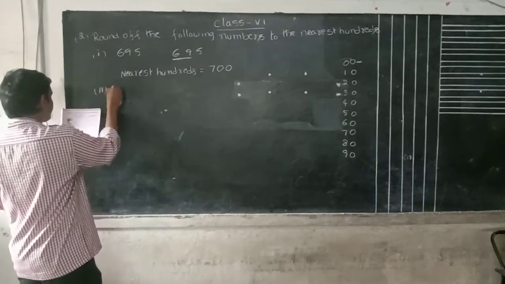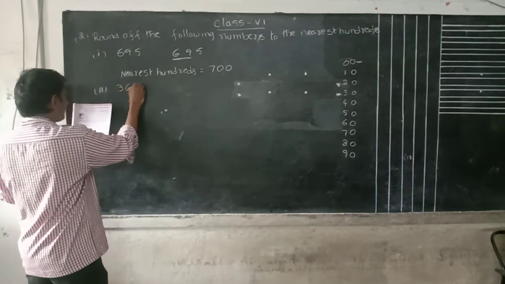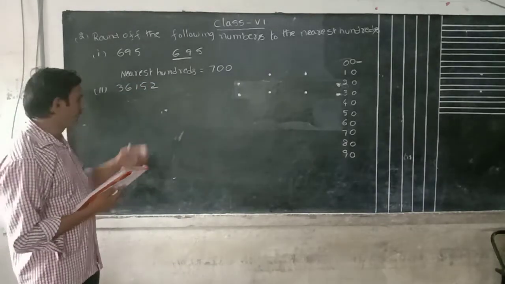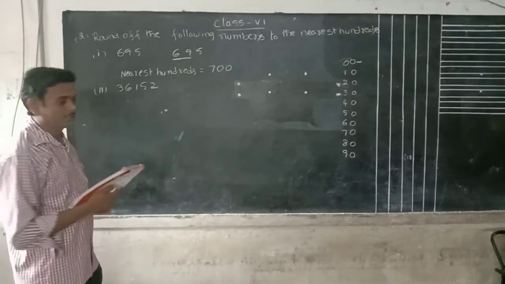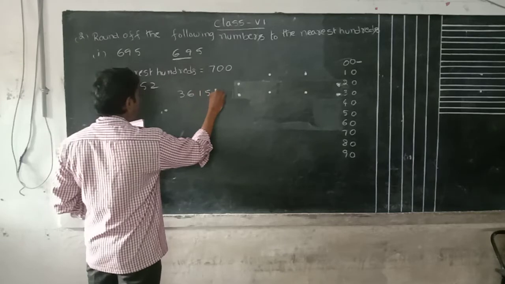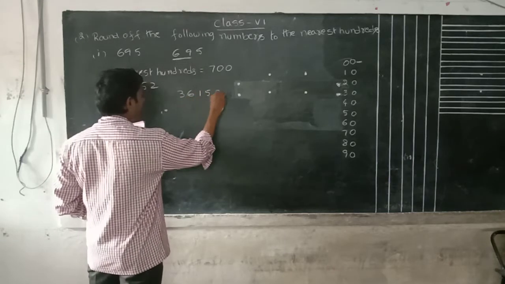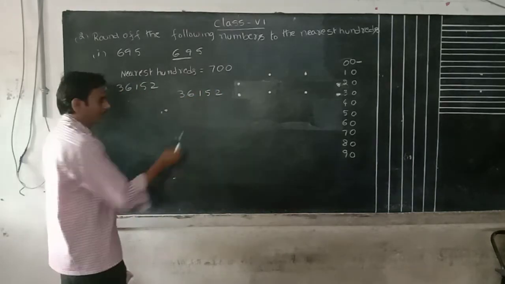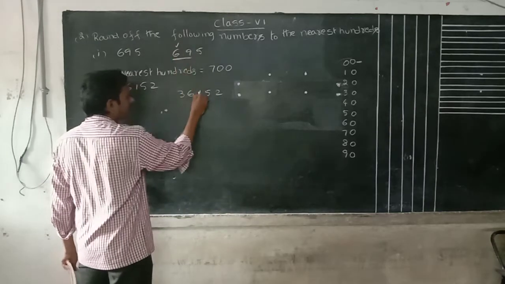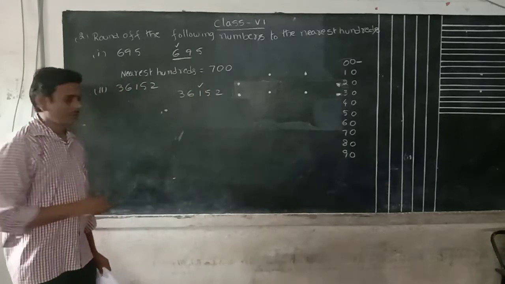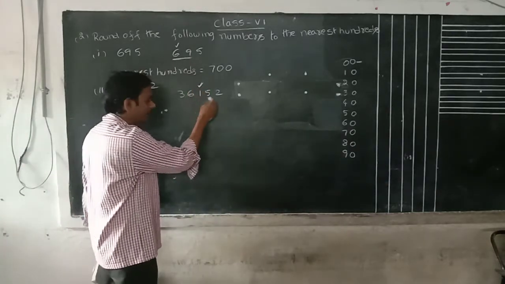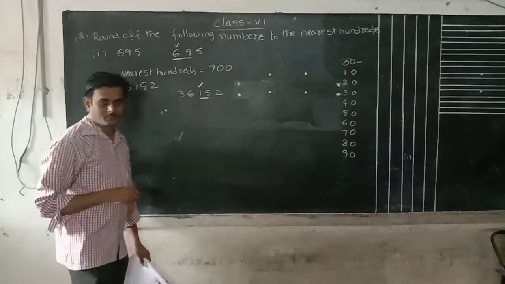Next, the second one: 36,152. For this number, I want to find the nearest 100. Identify the hundreds place. What is the hundreds place here? Ones, tens, hundreds. This is the hundreds place. Now take the hundreds place and the digit on its left. These two make 15.